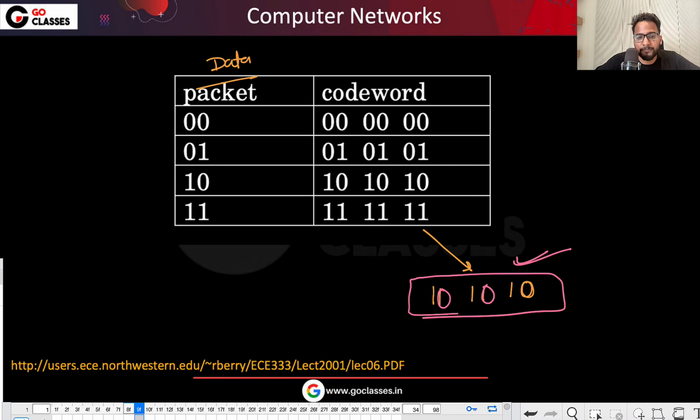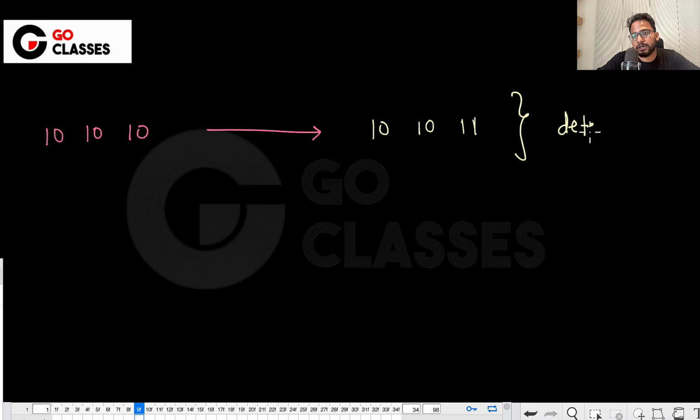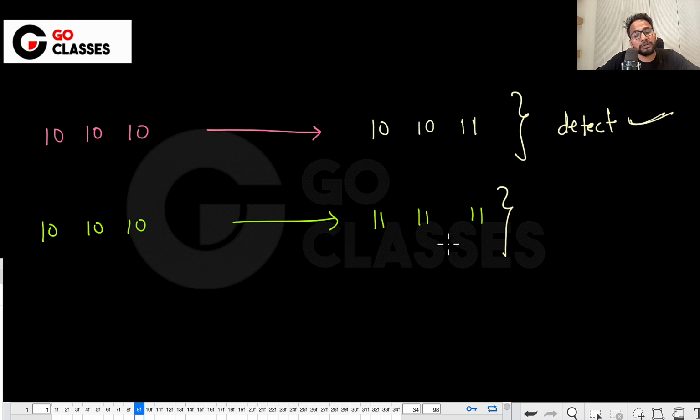See what I mean: the original is 1 0, and you are sending 1 0 1 0 1 0. If you ultimately get, let's suppose, 1 0 1 0 1 1, then yes, you can detect the error. But suppose you are sending 1 0 1 0 1 0, but ultimately you receive 1 1 1 1 1 1. Then you will think it is correct.